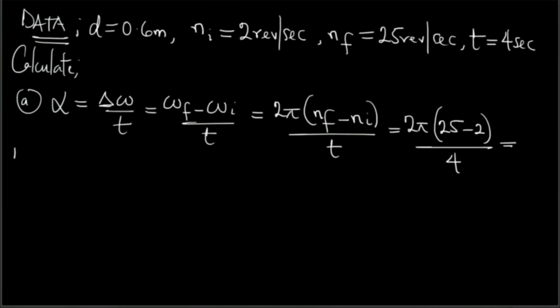Linda? 30. Are you sure? Yes. Thank you. 36.12 radians per second squared.